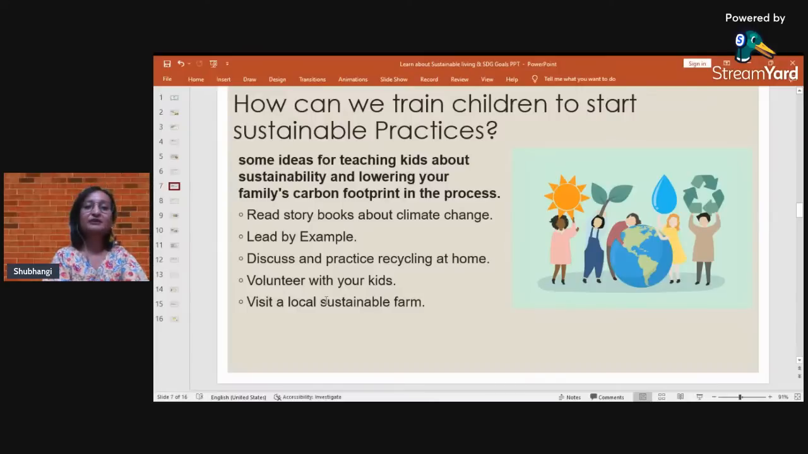Then visit local farms. There are many local farms. You can contact them and let your children know, or maybe go on a volunteer basis. So these are some points which we can start discussing and practicing. Parents' contribution is very, very important, along with children and schools and whatever good work they are doing. It should be a community-based thing. So this is how we can start with our children. Now let's come to our next slide.